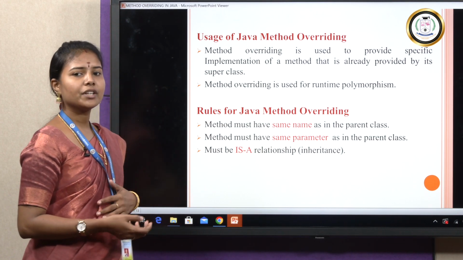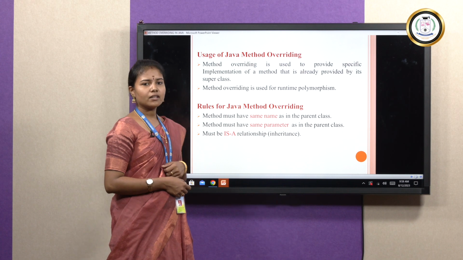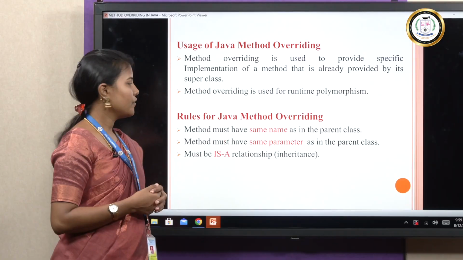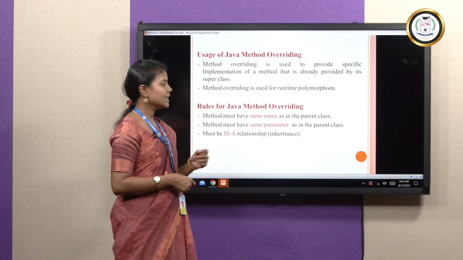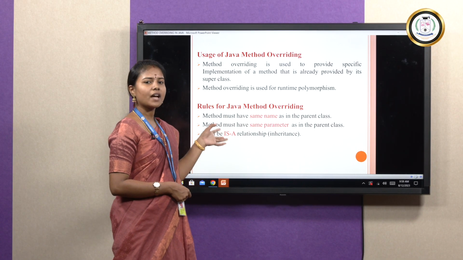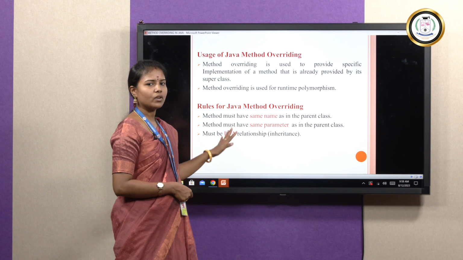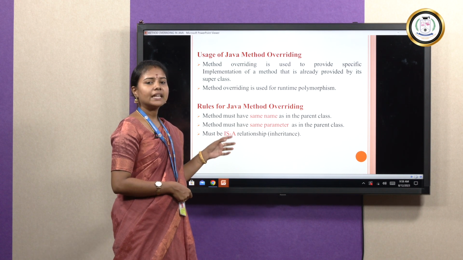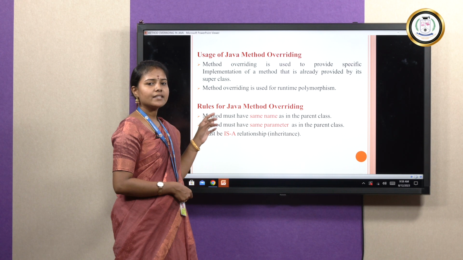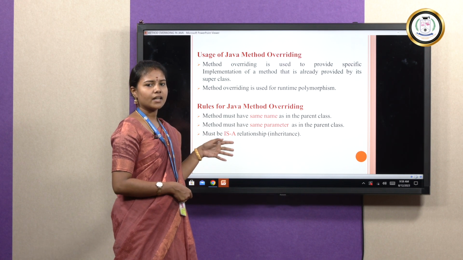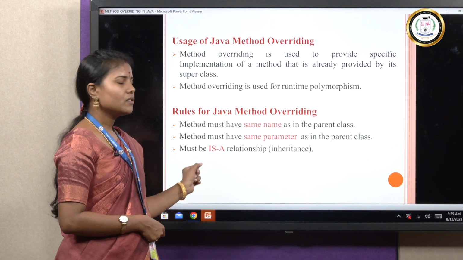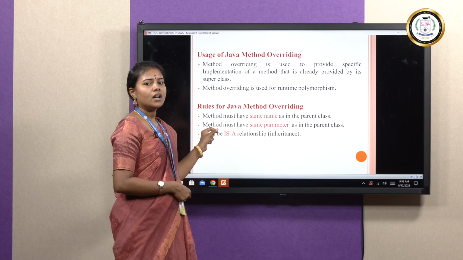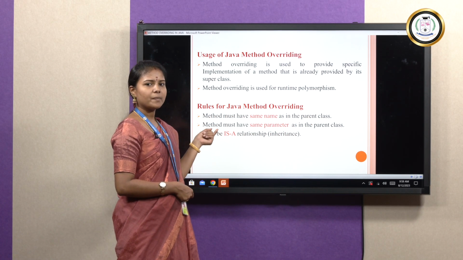Here, how are we going to implement the method overriding concept? There are rules. The method should have the same name, the same parameters, and the same scope and return type also. With the help of inheritance we have to implement method overriding, which is a relationship. Inheritance means there are two classes, parent class and child class. The child class acquires the properties of the parent class.